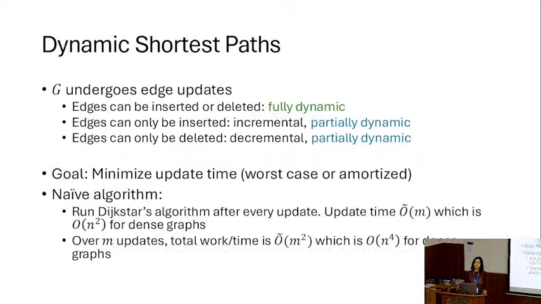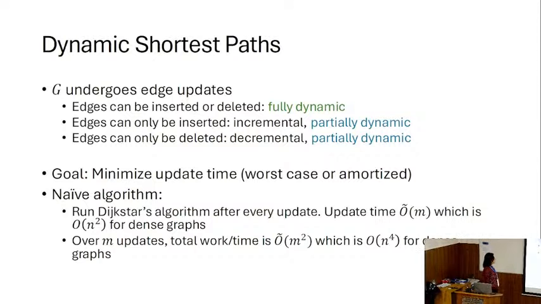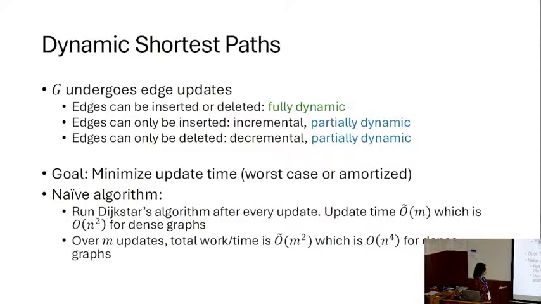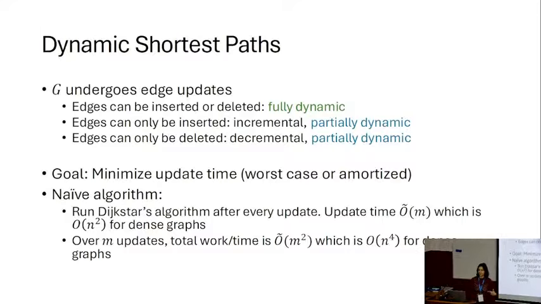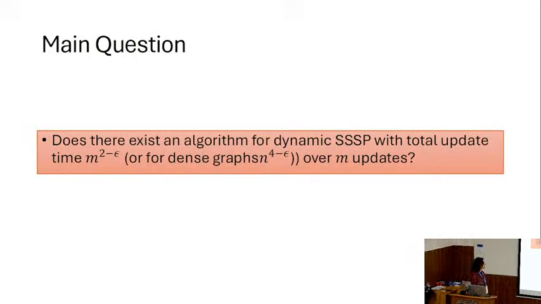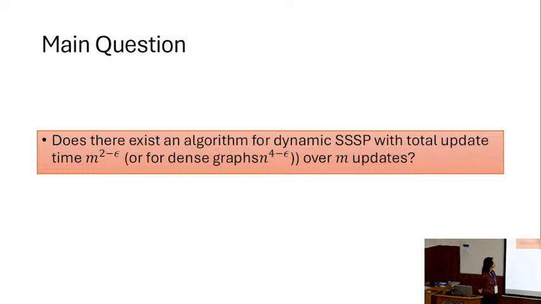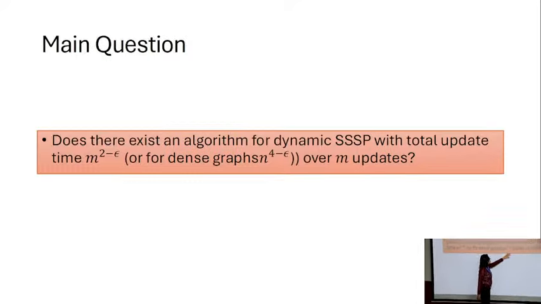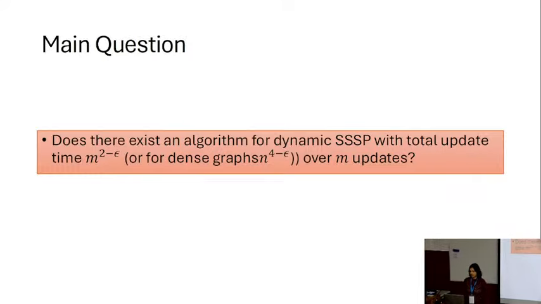So what could be a very naive algorithm? The naive algorithm will be to just run Dijkstra after every update. That will take order n per update on sparse graphs. So if you are looking at a total of m updates, over all the edges, then the total work required is order n squared, which is order n to the power 4 for dense graphs, if you are running your Dijkstra again and again. So the main question that we are asking here is whether there exists an algorithm for this dynamic single source shortest path with a total update time which is better than just running Dijkstra again and again. Can you have an algorithm that has a running time like n to the 4 minus epsilon for dense graphs, or n to the 2 minus epsilon over m updates?